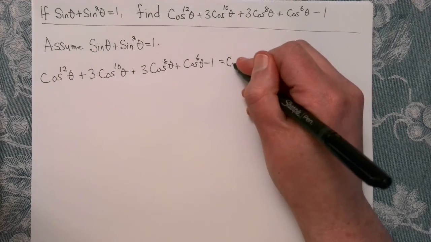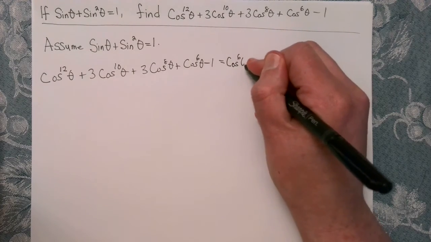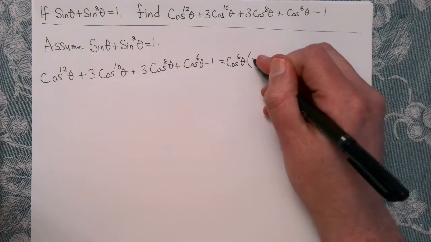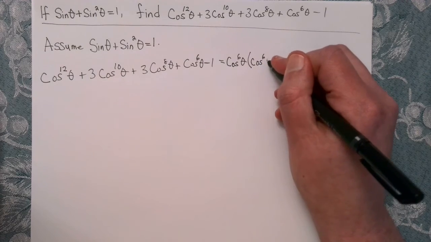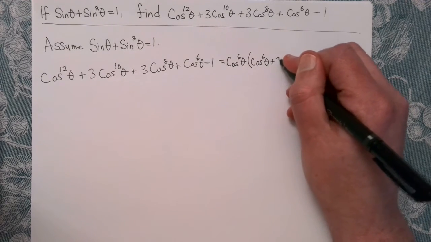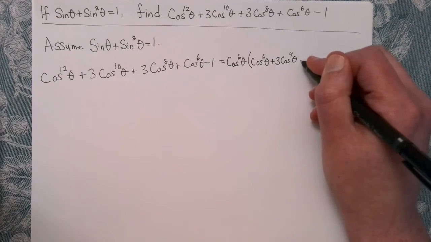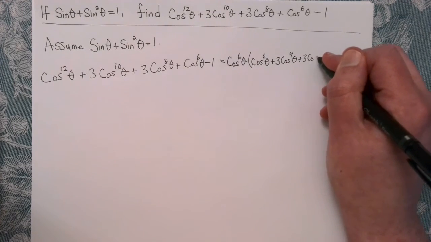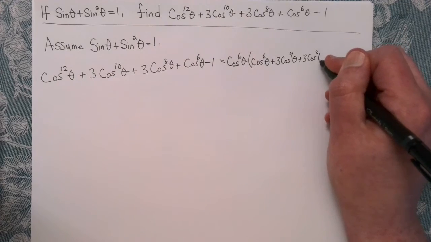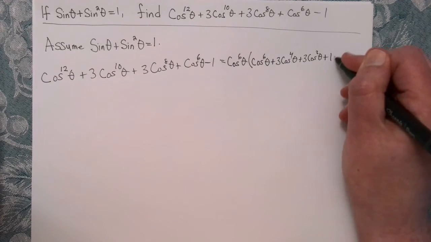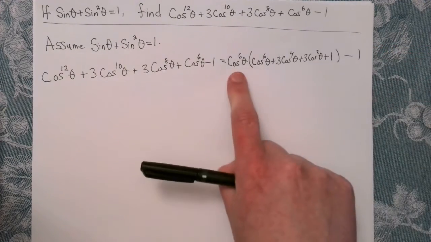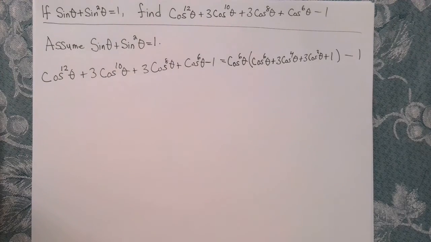So factoring out a cosine to the 6th of theta gives us the following. I've got a cosine to the 6th of theta times the quantity cosine to the 6th of theta plus 3 cosine to the 4th of theta plus 3 cosine squared of theta plus 1, minus 1. So just factoring this out of the first 4 terms.